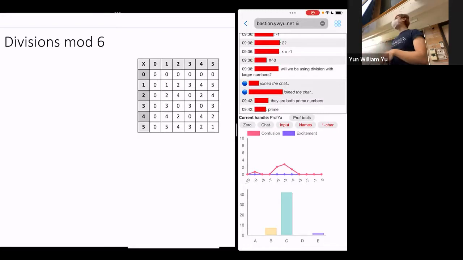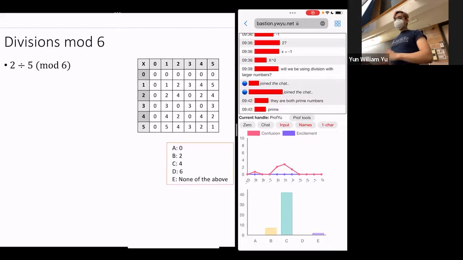Well, I just wrote out the multiplication table mod 6. So what is 2 divided by 5 mod 6? Oh, did I zero out? I don't remember if I zeroed that out. Let me zero it out, so please reply if you did already.